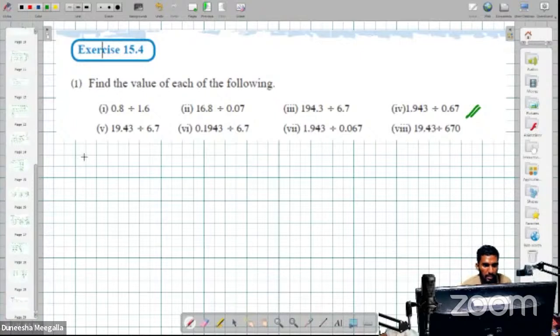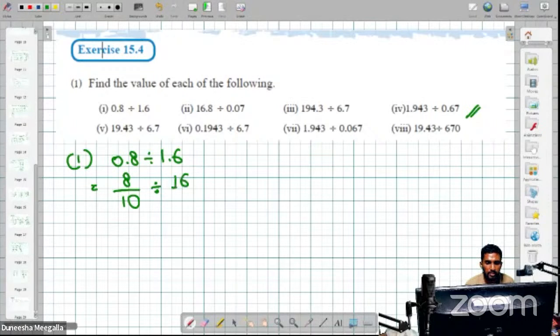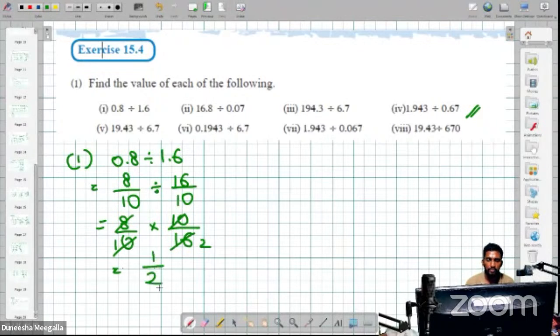Okay, let's discuss. First one, 0.8 divided by 1.6. We can get 8 over 10 divided by 16 over 10. 8 over 10 multiplied by 10 over 16. How can we write it? 1 over 2, we can write it as 0.5, can't we? Is it?